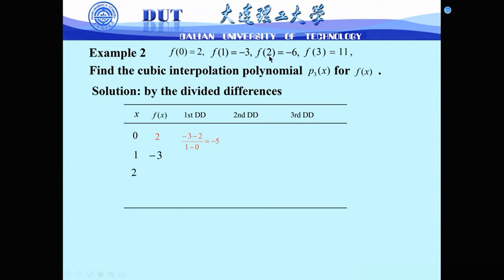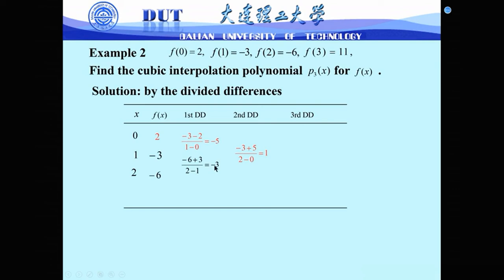We add new node 2 and the function value is minus 6. Then the first DD numerator is minus 6 minus minus 3. Double minus, so plus 3, divided by 2 minus 1. The numerator is minus 3, the denominator is 1, so the ratio is minus 3. Clear? We obtain 2 first DD, then we can obtain the second DD.